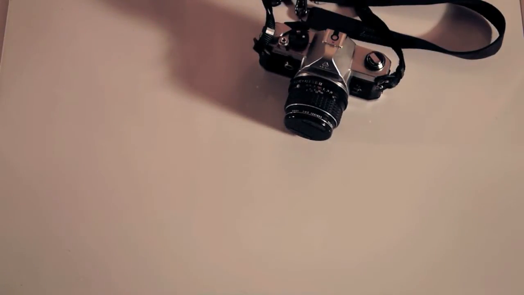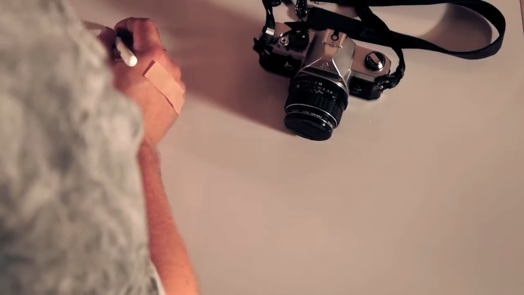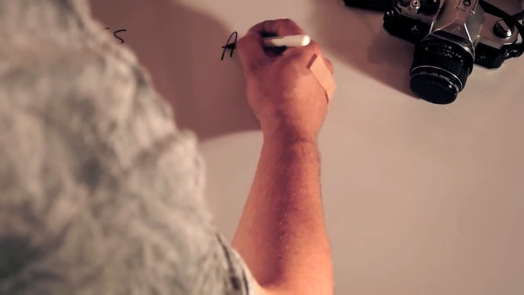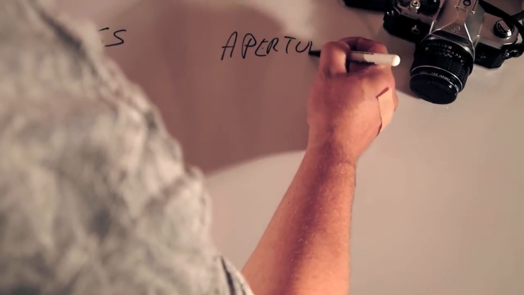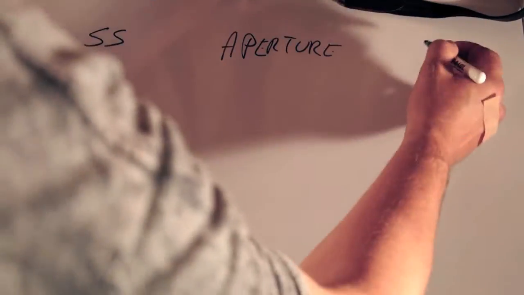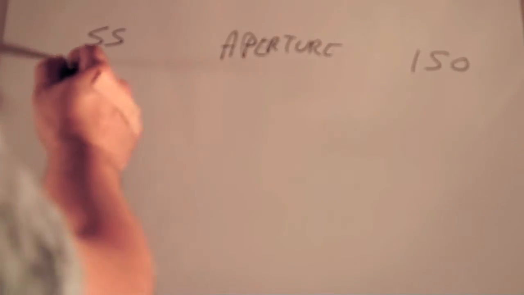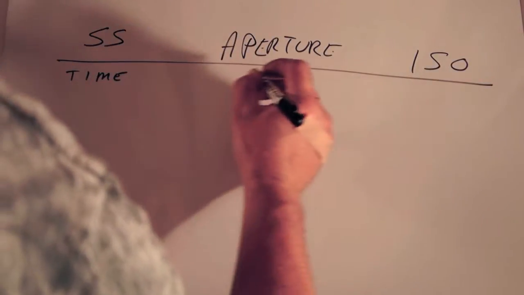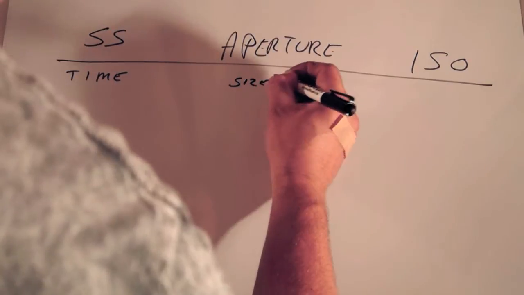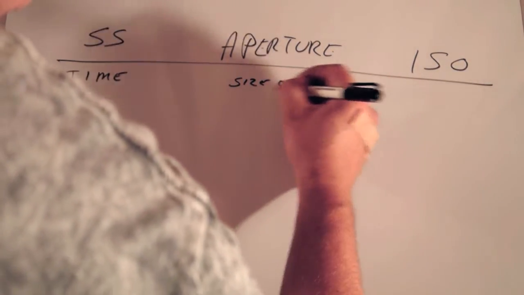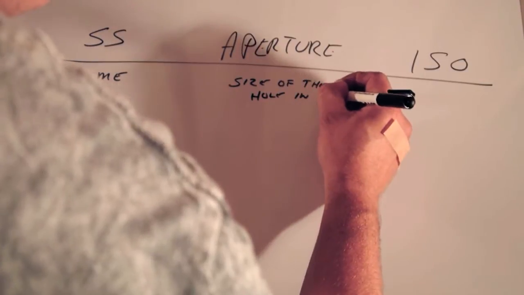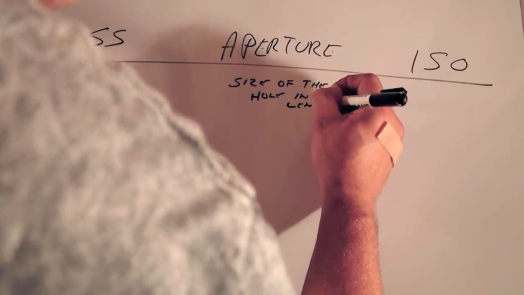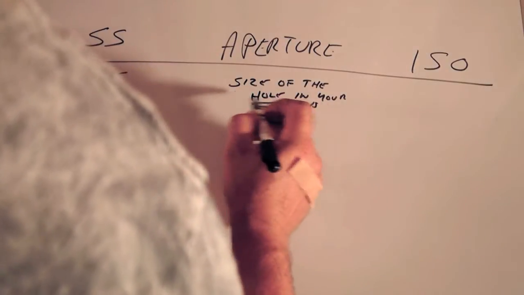So the 3 pillars of exposure are shutter speeds, aperture, and ISO. Let's get rid of the MX. Alright, is that on the screen? Sure is, there we go. Okay. So shutter speeds, this deals with time. Your aperture is the size of the hole in your lens.